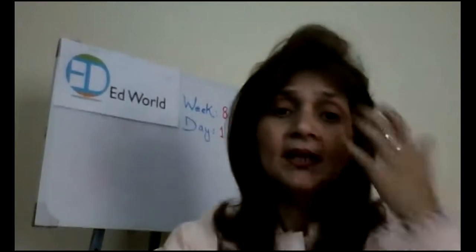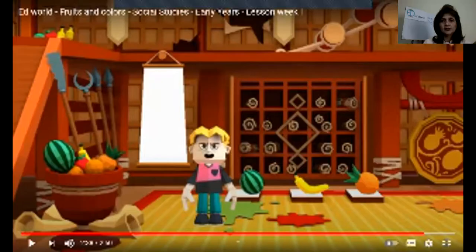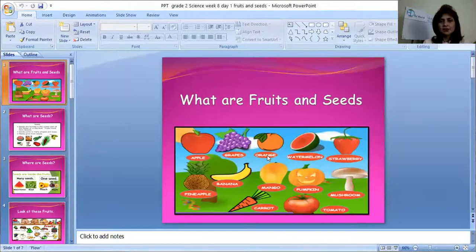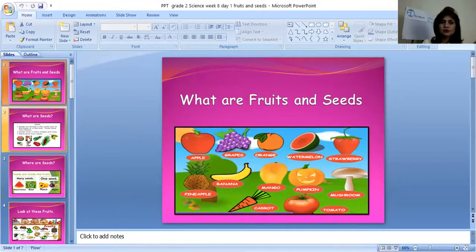Now I'm going to show you a presentation, and in that presentation you can see more fruits and learn more things about the fruits, right? Okay, so there you go. Now here, can you all see my screen? You can see what are fruits and seeds. Now here you can see apple, grapes, orange, watermelon, strawberry, banana, pineapple, a carrot, a mango, pumpkin, mushroom, and a tomato. Okay, now let's move on.